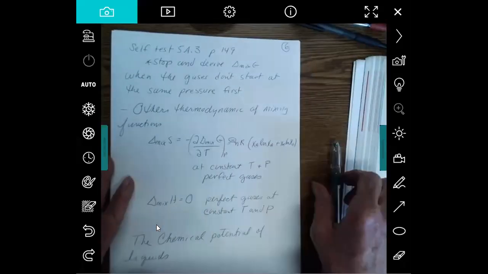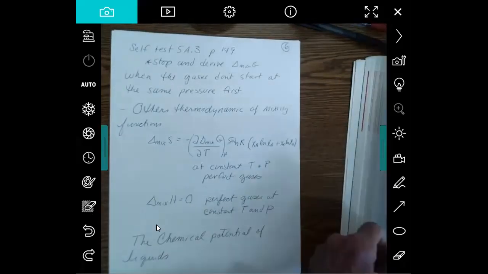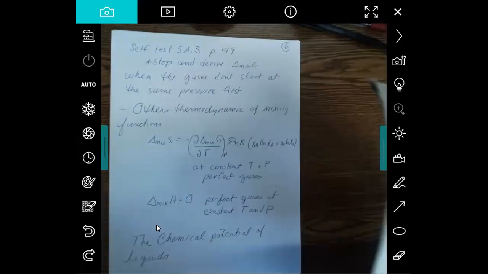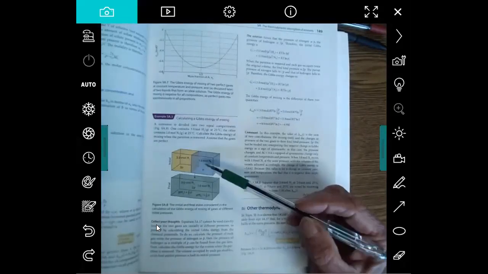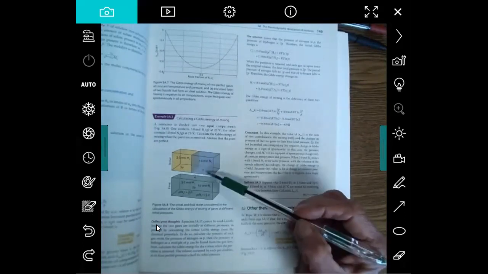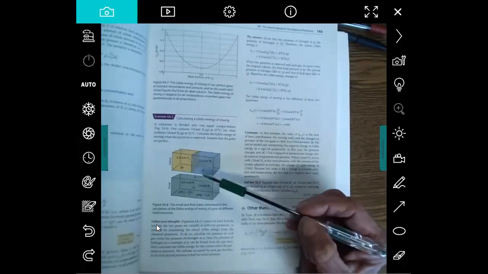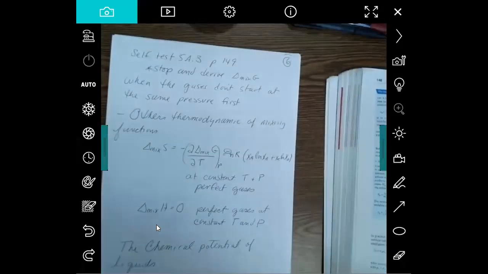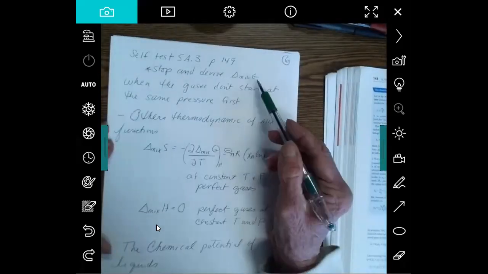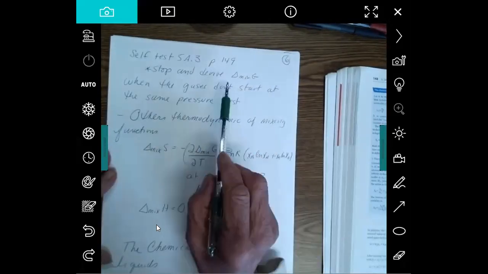So self-test 5.8.3 on page 149. I want you to stop and do that one. It's very similar to the problem above it, so you can watch how they went through the process, but notice it's a different problem in that initially these two gases aren't at the same pressure, and then the final pressure is not the same. So you're going to have to derive a different initial and different final situation to get a delta G of mixing when the gases don't start at the same pressure and don't end at the same pressure. So stop first and derive that.